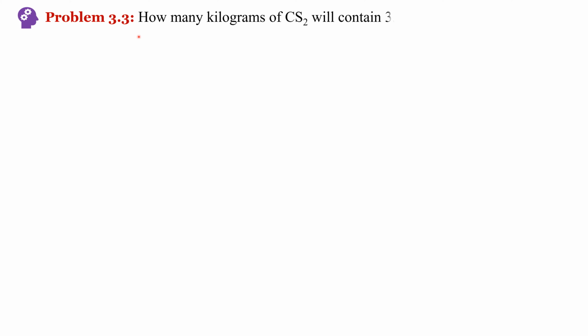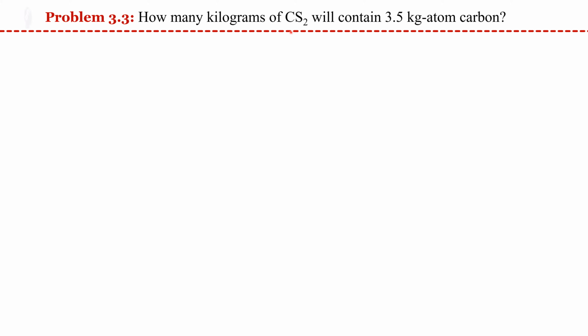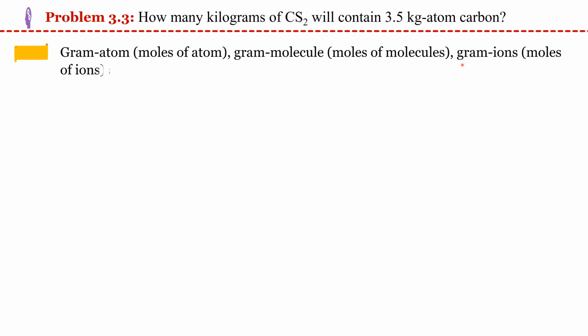Problem number 3.3. How many kg of CS2 will contain 3.5 kg atom carbon? Please do not get confused by kg atom carbon. Whenever it is given as gram atom, gram molecules or gram ions, all these are called moles. So in this case 3.5 kilomoles of carbon is given, and we need to find the kilograms of CS2 that will contain 3.5 kilomoles of carbon.